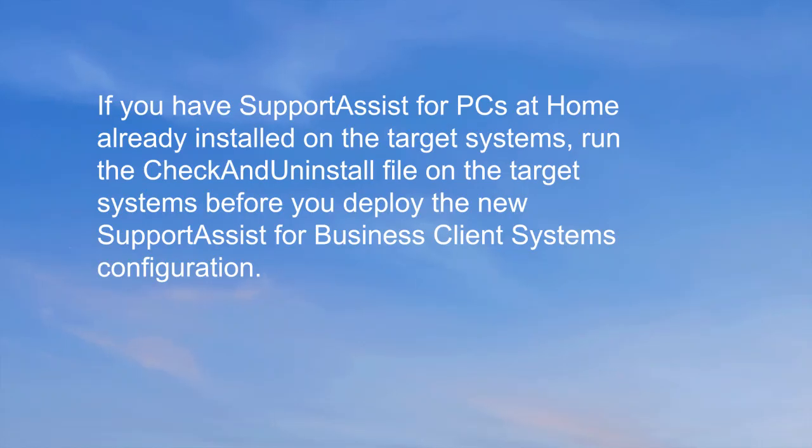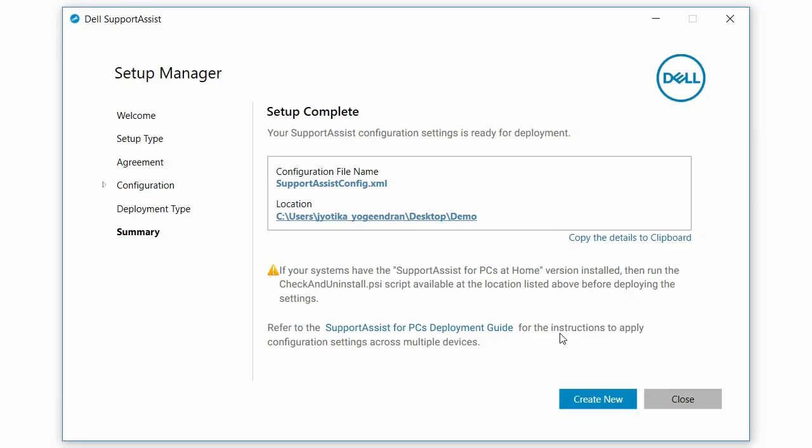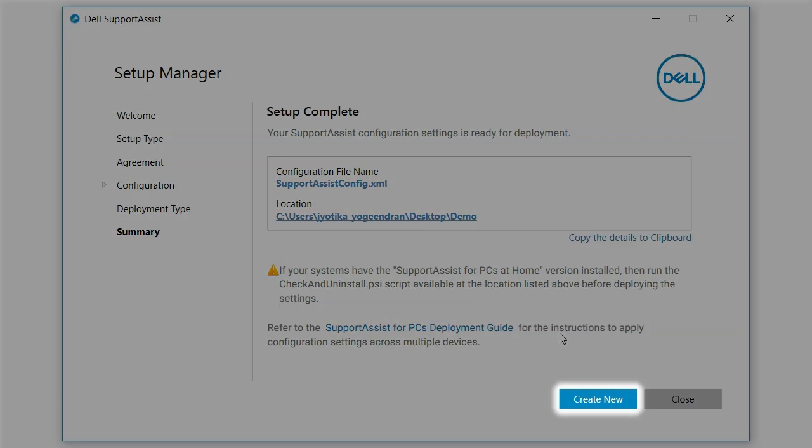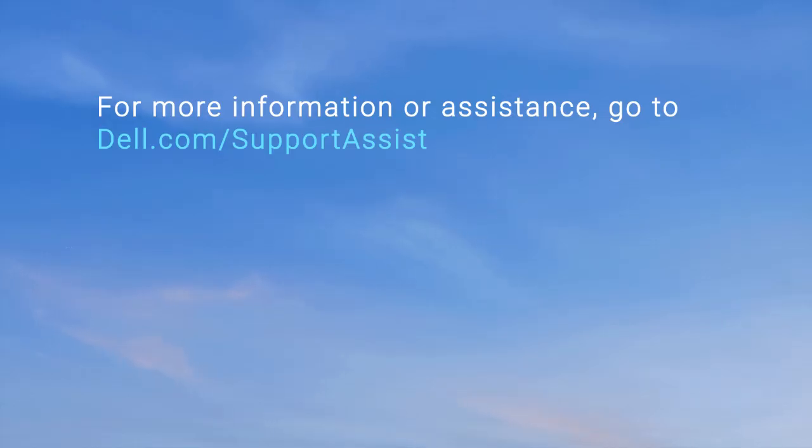If you have SupportAssist for PCs at home already installed on the target systems, run the check and uninstall file on the target systems before you deploy the new SupportAssist for Business Client Systems configuration. The check and uninstall file uninstalls SupportAssist for PCs at home from the target systems. If you want to deploy SupportAssist on multiple sites with different settings, click Create New and create the configuration files with the corresponding settings. For more information or assistance, go to dell.com/SupportAssist.